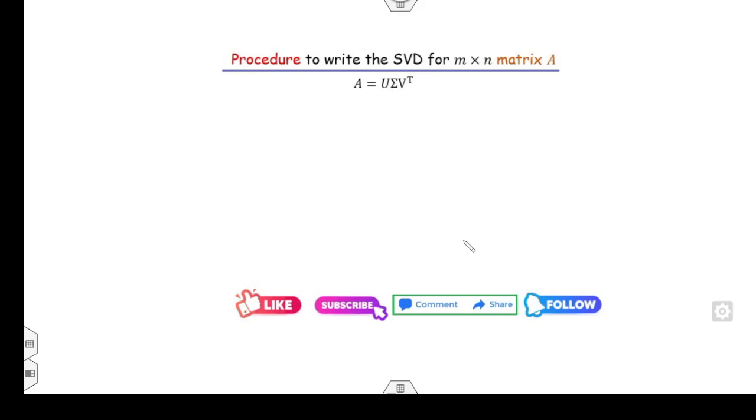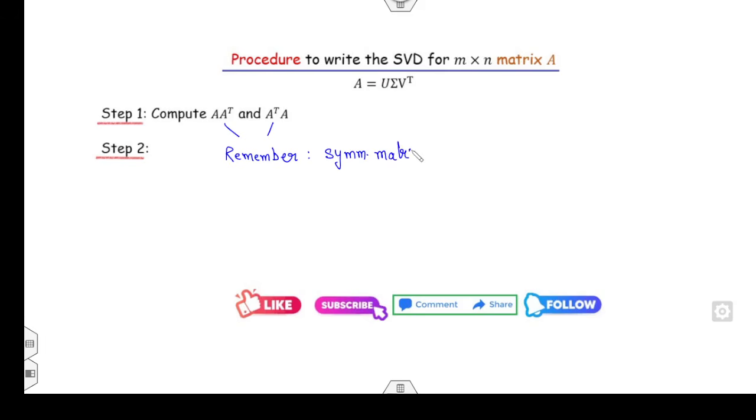What is the procedure to write any matrix A into the singular value decomposition? We can start with the matrix A and find the eigenvalues of A A transpose. We can find A A transpose and A transpose A. Always remember A transpose A and A A transpose are both symmetric matrices. Always. And they are always square matrices. We can find the eigenvalues. The non-zero eigenvalues of A A transpose and A transpose A are always the same.